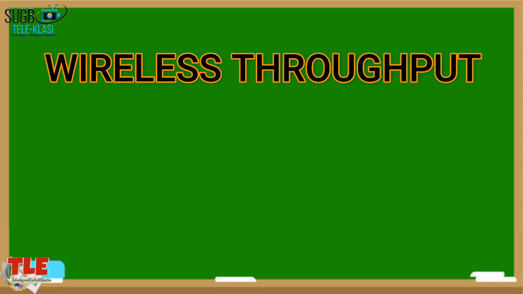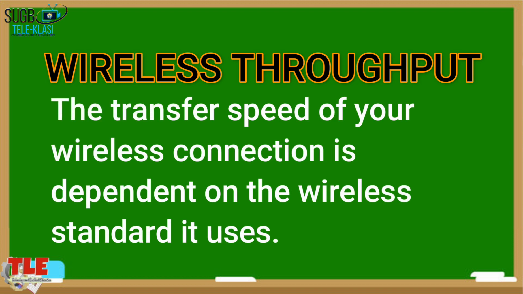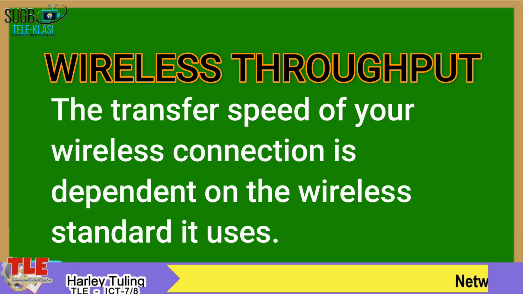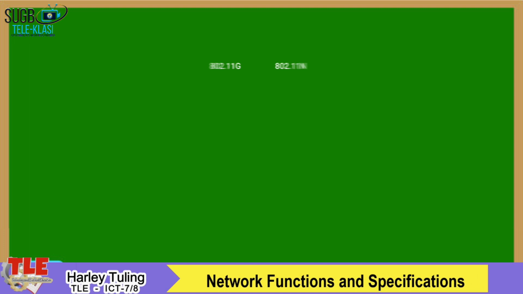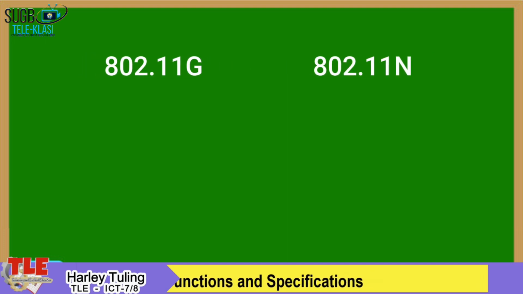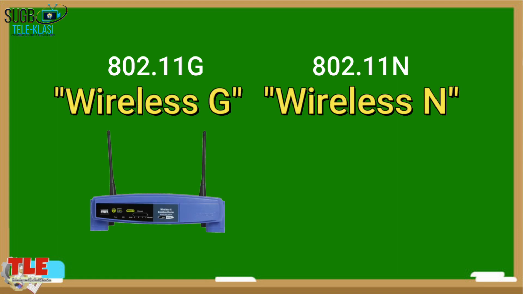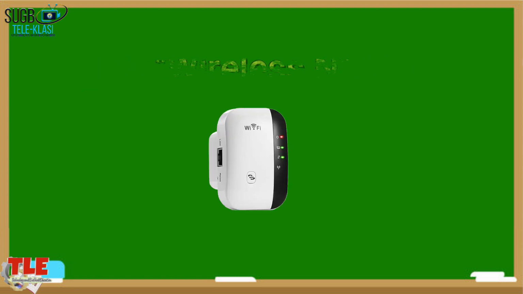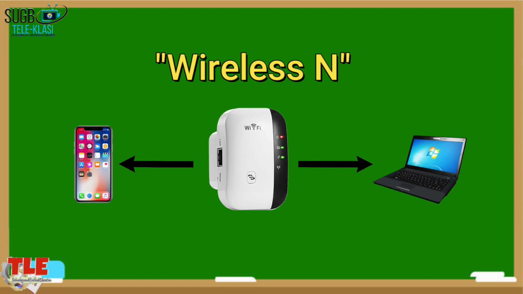Wireless throughput. Throughput is the speed at which a router can transfer data. The transfer speed of your wireless connection is dependent on the wireless standard it uses. The most common standards today are 802.11g and 802.11n, also known as Wireless G and Wireless N respectively. Wireless N is faster than Wireless G. The routers that support Wireless N are more expensive. Most new devices like smartphones and laptops support the faster Wireless N.